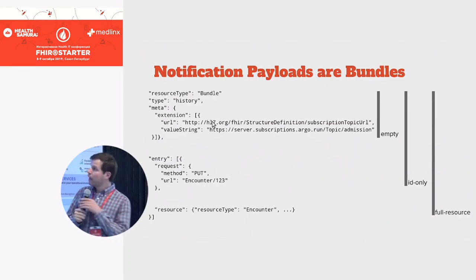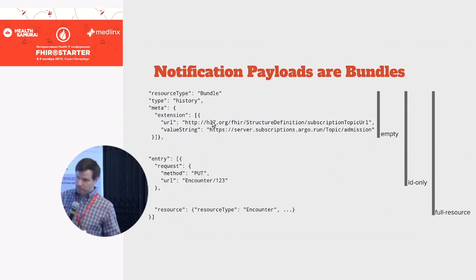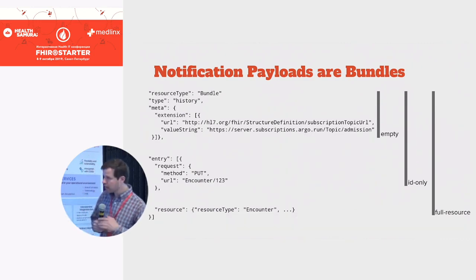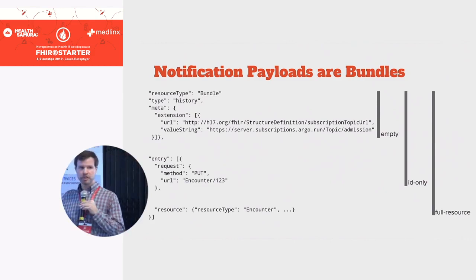Okay. And we mentioned there's 3 different kinds of payload content: empty, ID only, and full resource. I'll show you what those look like. Это, соответственно, вот варианты сообщений для 3 типов payload: пустой, когда есть только ID ресурсов, или когда полностью ресурс. So if we're looking at a full resource payload, that means we're looking at a FHIR history bundle where each entry includes a resource. So in this case, these would be encounter resources.